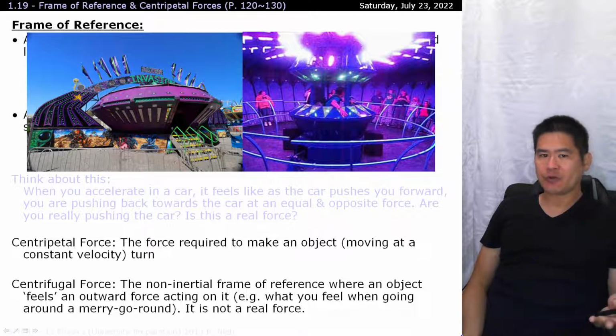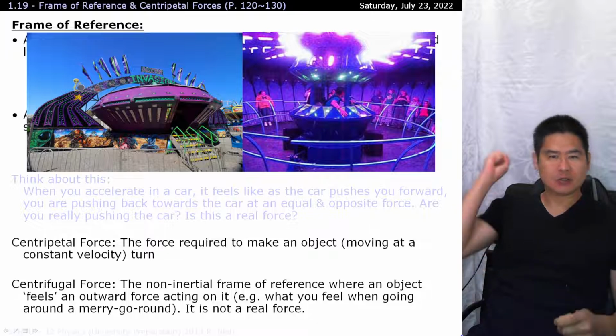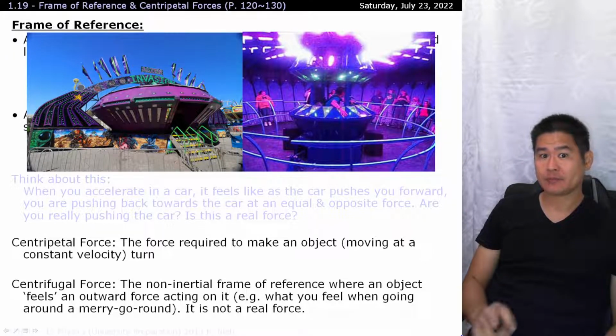So your perception of something grabbing you and pushing against the wall is a centrifugal force, but in truth, it's the centripetal force that allows you to stay in the ride. Otherwise, the ride suddenly disappears. You're just traveling in a straight line afterwards.